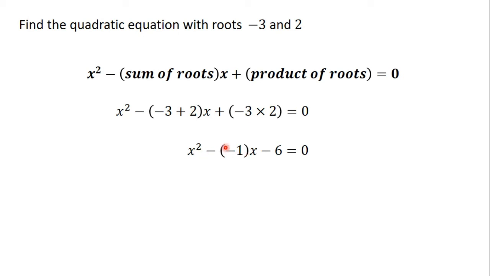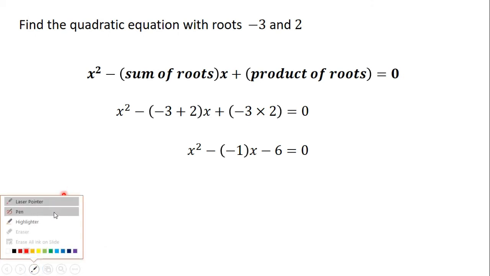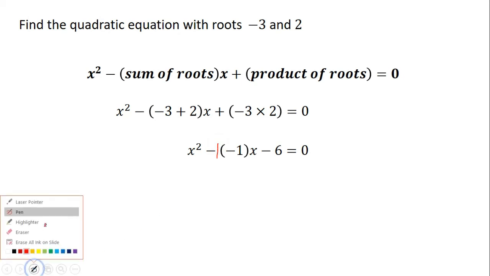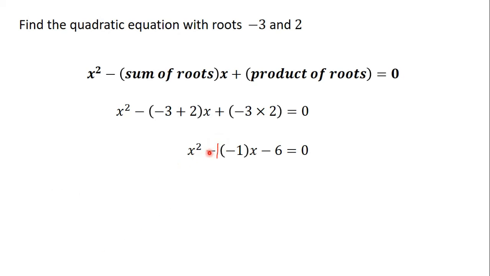So we have x squared minus, into bracket, minus 1x. Then minus 3 times 2 give us minus 6. So you have plus minus 6, and that will give us minus 6. We learned that in algebra. So we are having x squared minus, into bracket, minus 1x minus 6 is equal to 0. Remember that the minus we have here can be written as minus 1. So we will have x squared minus 1, into bracket, minus 1x minus 6 is equal to 0.